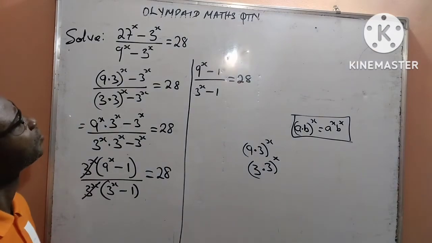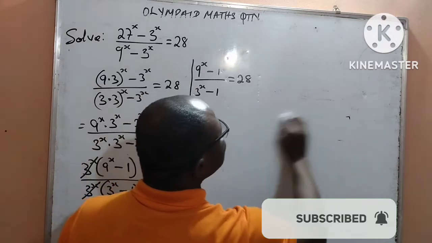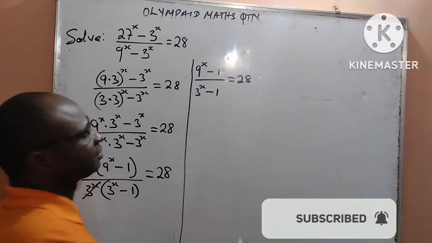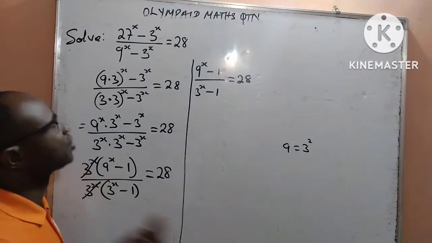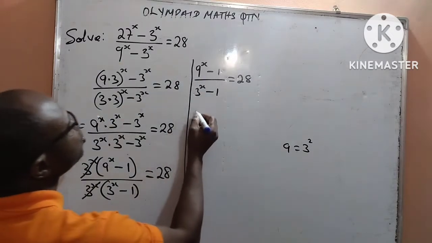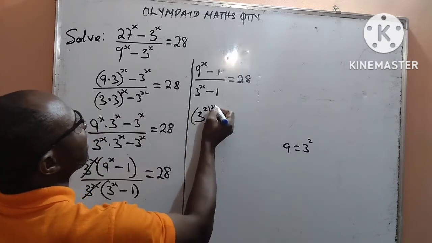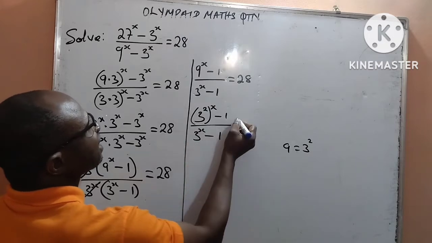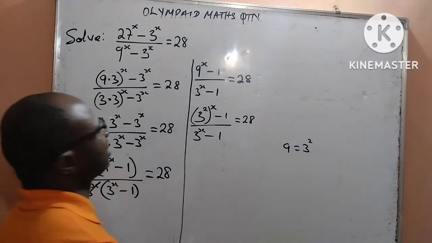Math is life. Now, what we shall do next, see with me that 9 also can be written in index form, and that is the same thing as 3^2. It implies that I can now represent my 9 as 3^2, so writing it I have (3^2)^x minus 1 at the numerator, and at the denominator I still have what I have written there, equal to 28.